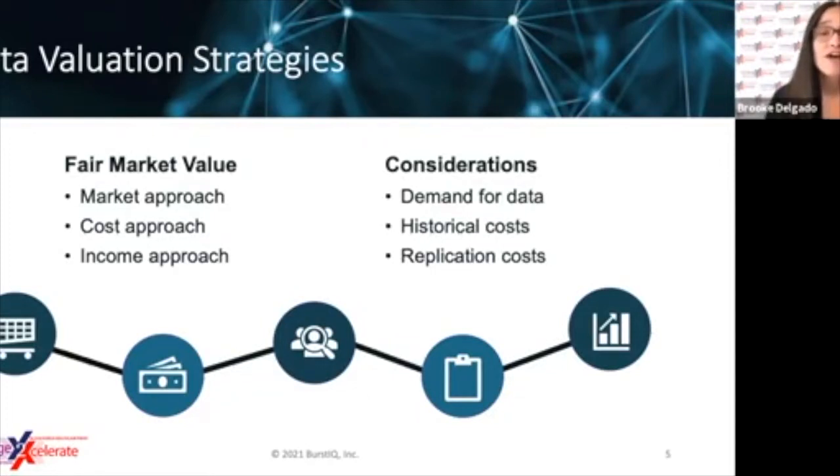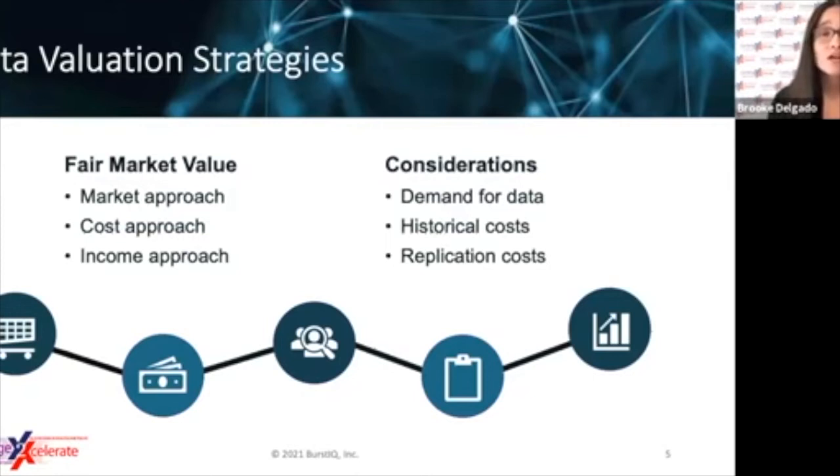When you're determining the value of data internally, you can look at three approaches. You can look at the market approach, the cost approach, and the income approach. The market approach says, what does a similar data set sell for on the open market? And that will help you determine the value of the data set you have in your organization.